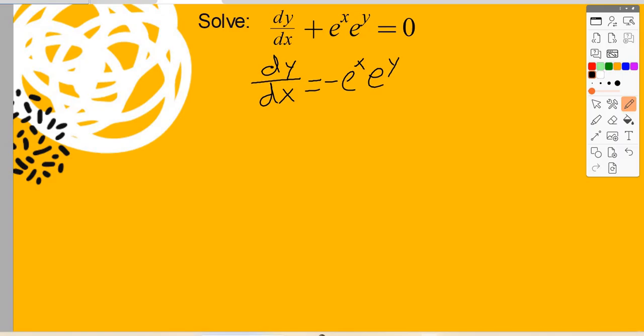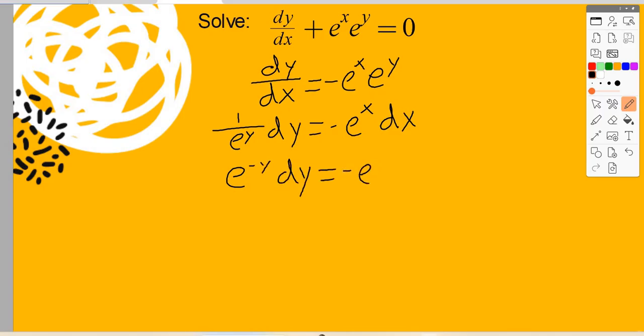But what am I also going to need to do? Divide by e to the y. Okay. But how can I also rewrite 1 divided by e to the y? E to the negative y. Okay. So what is the antiderivative of e to the x? Just e to the x. So I'm just going to leave my negative there, plus c.